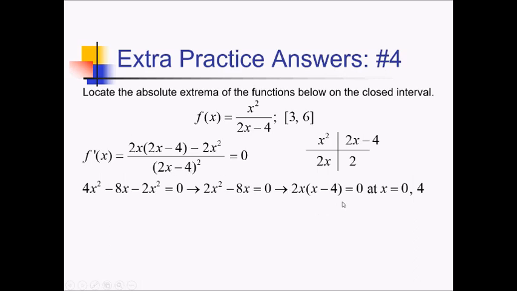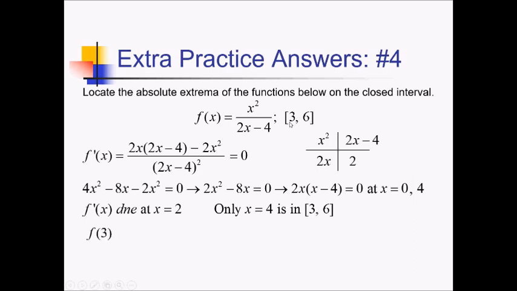At the end of the day, the only critical value we end up needing to test is 4, because that's the only one between 3 and 6. So this DNE x equals 2 doesn't count. So only x equals 4 is in the interval. Let's test that along with 3 and 6.